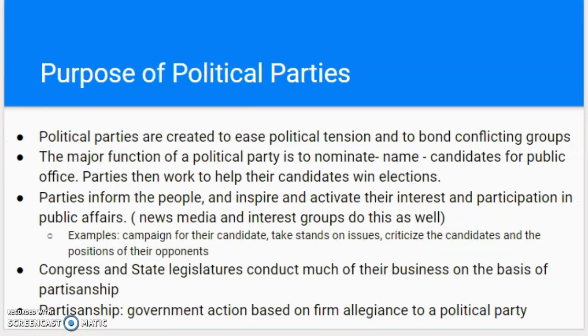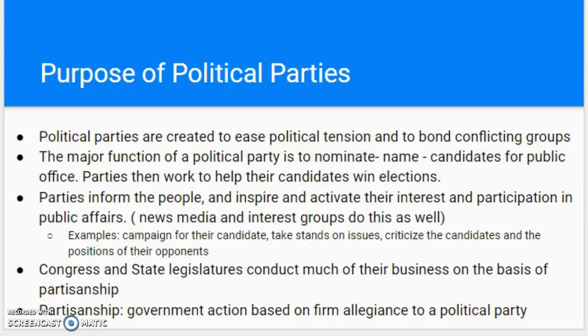Parties also inform the people and inspire and activate their interest and participation in public affairs, and we see this with news media, and interest groups do it as well. Some examples of this would be campaigning for their candidate, taking a stand on certain issues, and criticizing the candidates and the positions of their opponents.